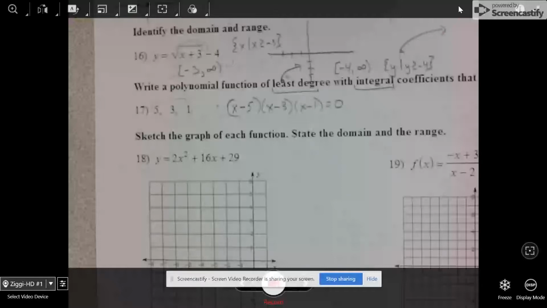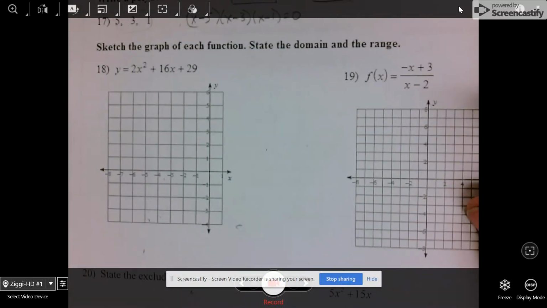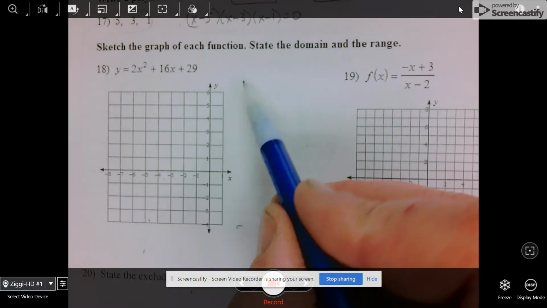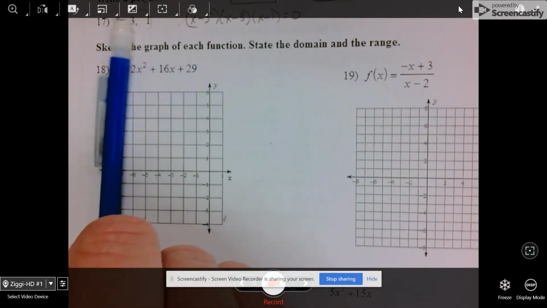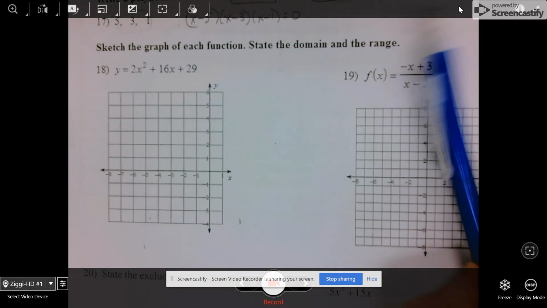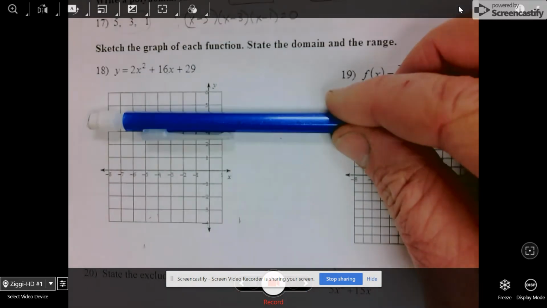Sketch the graph of each function, state the domain and range. This is another parabola, so you're going to find the vertex, and then the domain will always be all reals on the parabola. It's because it's going to go left to right forever. But the range, you need to go to the vertex, and it's going to be from the vertex down or the vertex up. In this case, it's going to be the vertex up.